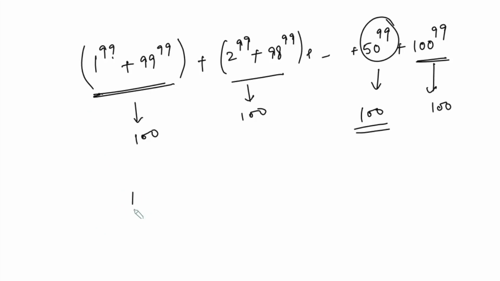Now we have proved that 1 raised to the power 99, 2 raised to the power 99, and so on up to 100 raised to the power 99, this series is divisible by 100 as well as 101. So therefore it is divisible by 10100.